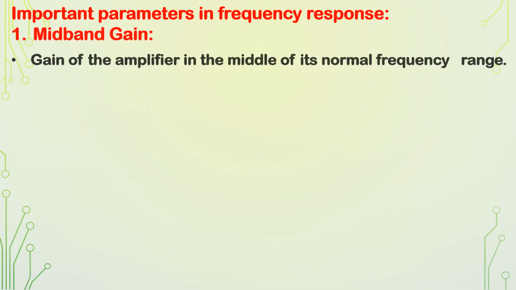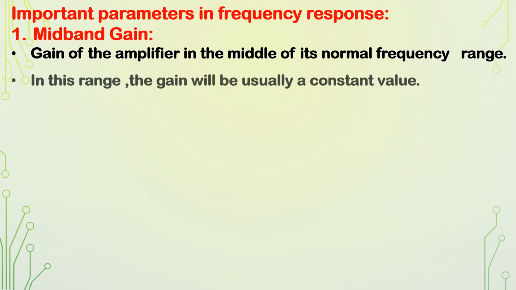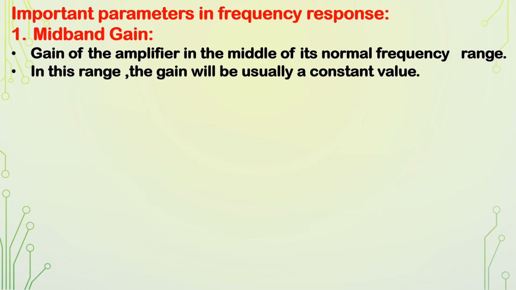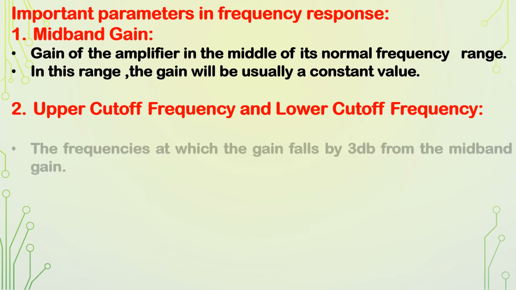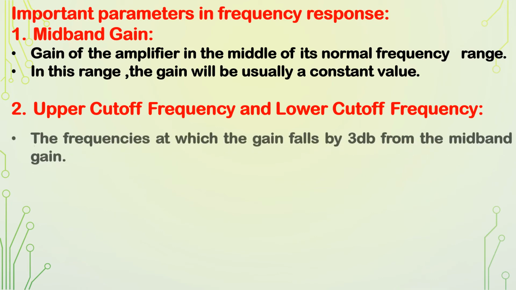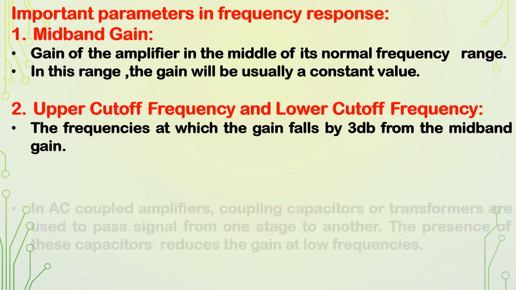First one is the mid-band gain, and it is the gain of the amplifier in the middle of its normal frequency range, and in this range the gain will usually be a constant value. Okay, and the second parameter is the upper cutoff frequency and lower cutoff frequency, which are represented as FU and FL in the frequency response curve. And we have already noted that the frequencies at which the gain falls by 3 dB from the mid-band gain are called the upper cutoff frequency and lower cutoff frequency.